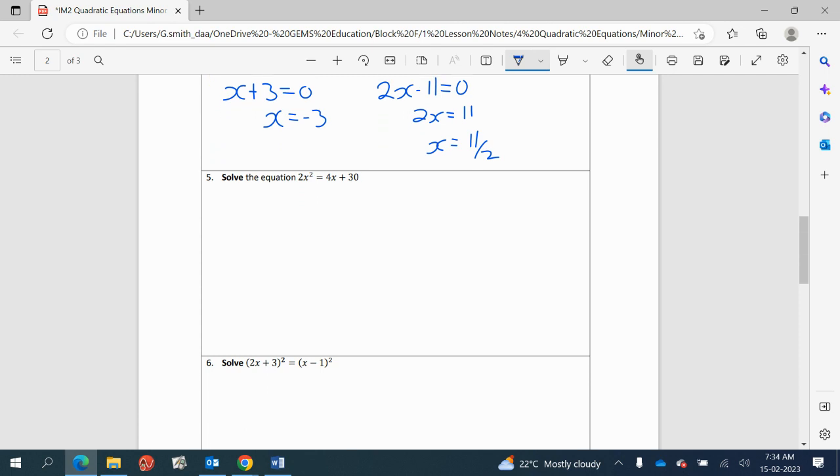Okay, here's a trinomial, so I'm going to rearrange it to make sure that the x squared term is positive, and we get 2x squared.